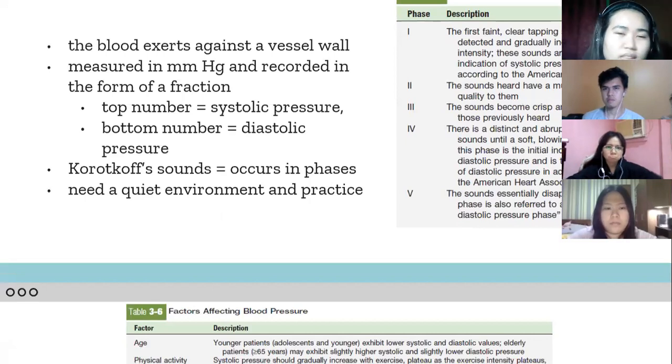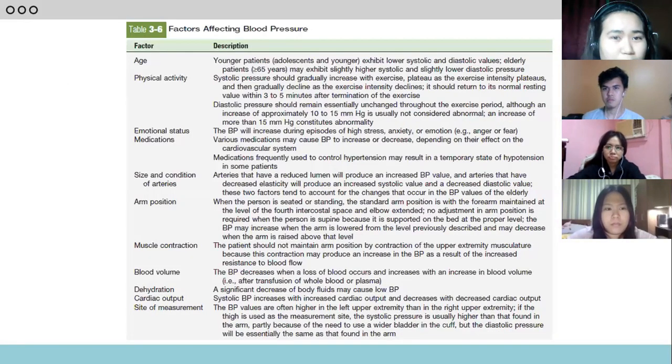There are factors that affect blood pressure. Aside from age, there are physical activity and emotional status, wherein if you are stressed, the blood pressure is higher. It also depends on the site of measurement, and also cardiac output.